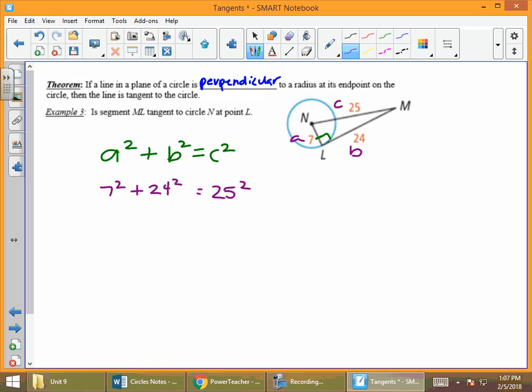So you can do this in 2 steps, or you can do it all in one. You can just do 7 squared plus 24 squared in your calculator. What do we get when we do 7 squared plus 24 squared in our calculator? 625. Equal to what's 25 squared? We got the same thing on both sides. Is this a right triangle? Yep. So is this a tangent? Yes. Because it's perpendicular, it's creating the right angle. So yes.